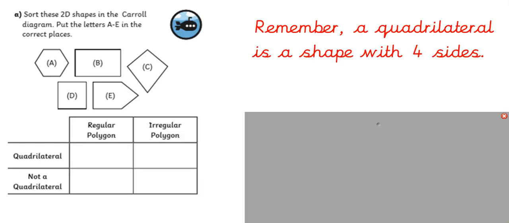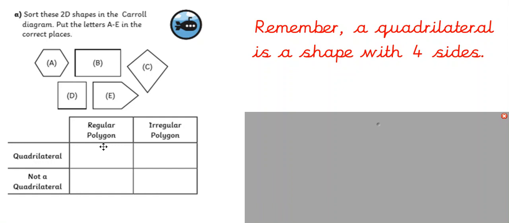Okay, so now what you've got to do is sort these 2D shapes into the Carroll diagram. Put the letters A to E in the correct places. How I would do this, you don't need to draw your lines. I would do a heading for regular polygon, irregular polygon, and then a heading for quadrilateral and not a quadrilateral. And then you've got to put each of these letters into the right place.